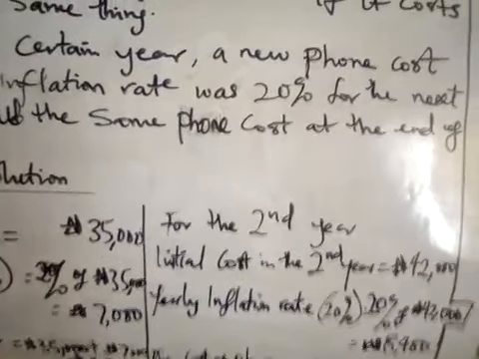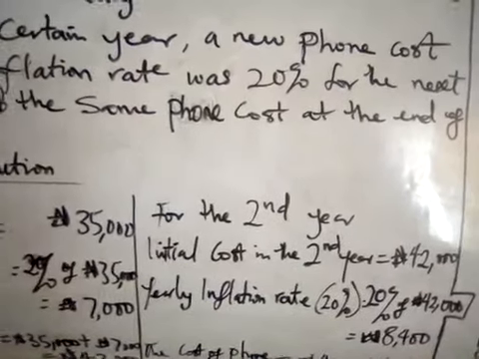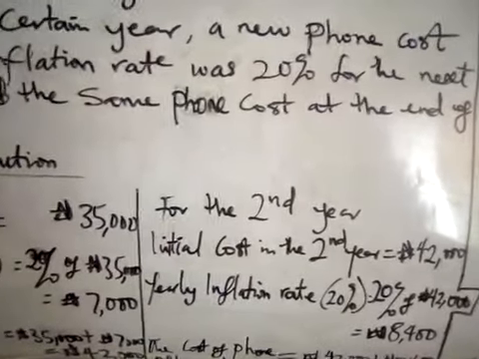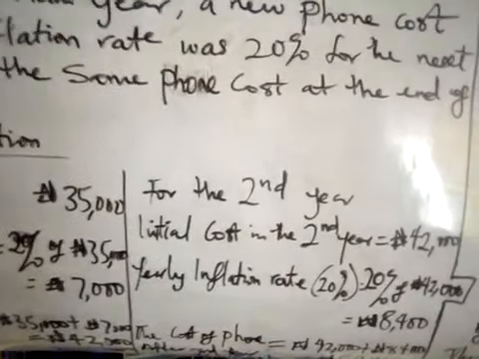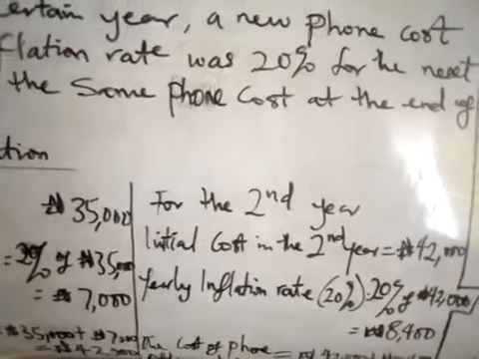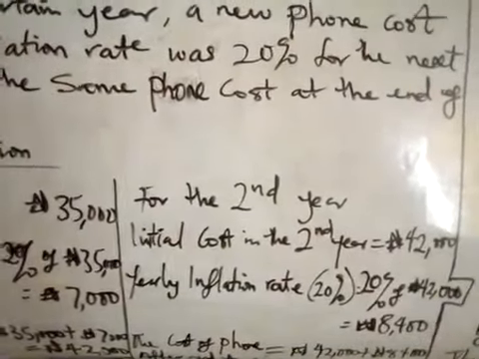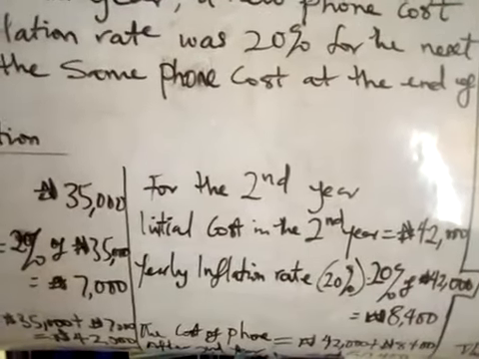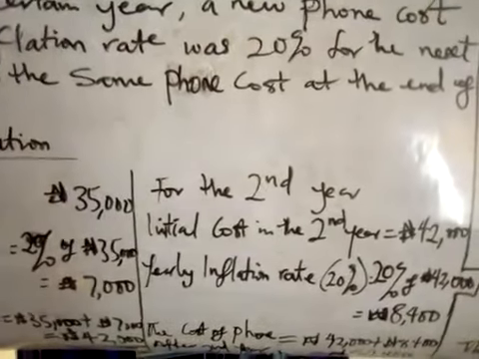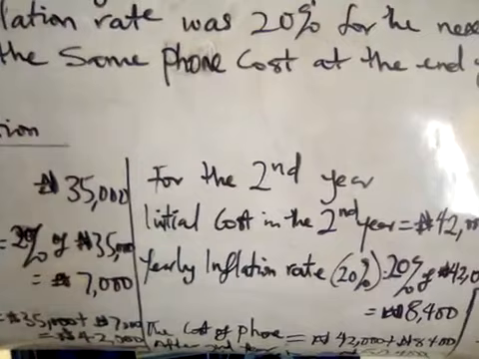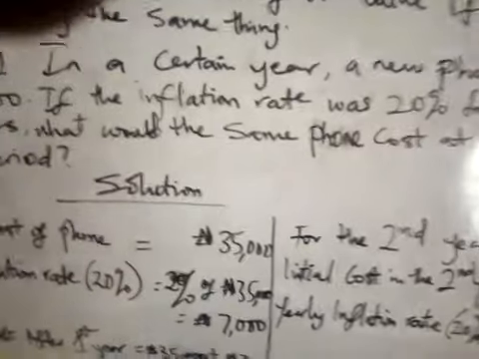So for the second year, the initial cost will now be what? 42,000 naira. So the yearly inflation rate, which is 20%, will be 20% of that initial cost, which is 20 divided by 100 times 42,000 naira, which will give you 8,400 naira. So that is the inflation for that second year. Don't forget that the cost of the phone, which is 42,000 naira, plus the new inflation of that year will be added. So 42,000 naira plus 8,400 should give you 50,400.